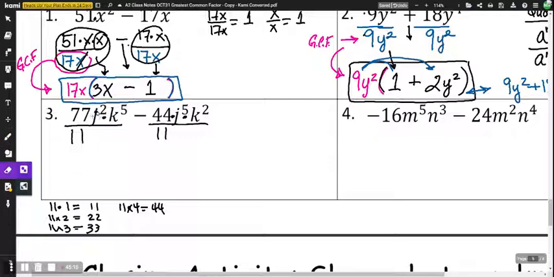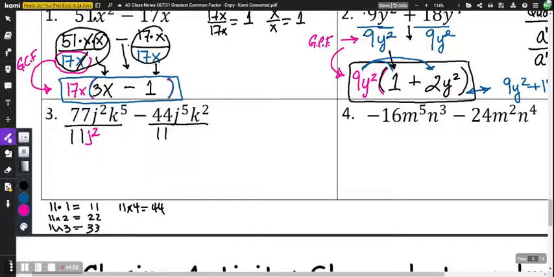I've got to figure out how many j's I have in common with both terms. So here I've got 2 j's. And how many j's do I have over here? Well, I've got 5, which means what's common to both terms? I can only pull out 2 j's. So I'm going to write j to the power of 2.